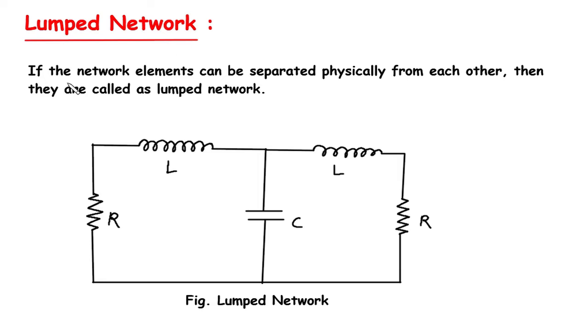Lumped network. If the network elements can be separated physically from each other, then it is called a lumped network. So here we can see this is a lumped network. It is called a lumped network because the elements can be separated physically from each other. Here this is a resistor, so we can separate this from the network. This is an inductor, we can separate this from the network. Also, each element can be separated physically from each other. So that's why this network is called a lumped network.